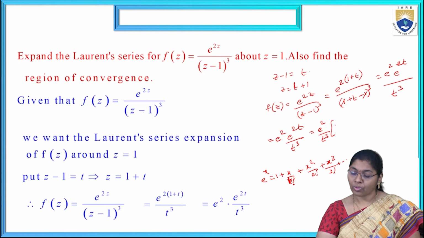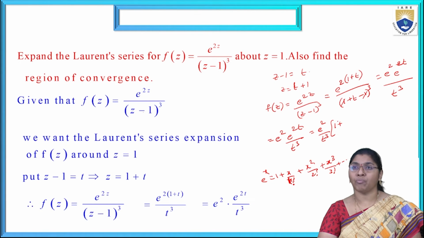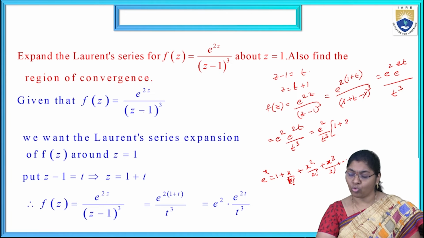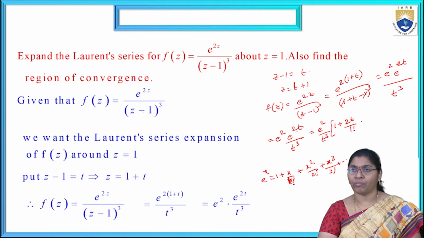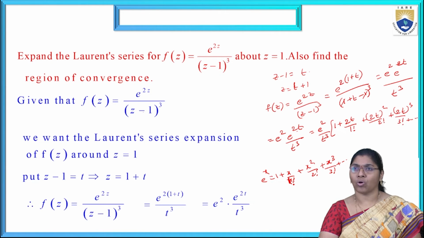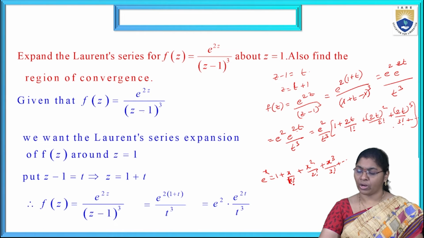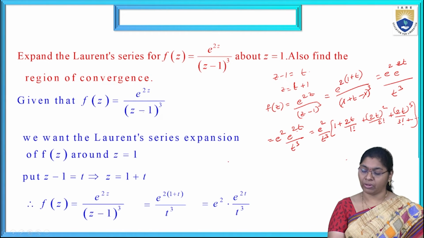Now e^(2t) is 1 + 2t/1! + (2t)²/2! + (2t)³/3! + and so on, because in the expansion of e^x, x can be replaced by 2t. That equals, then we can simply write it as e²/t³.